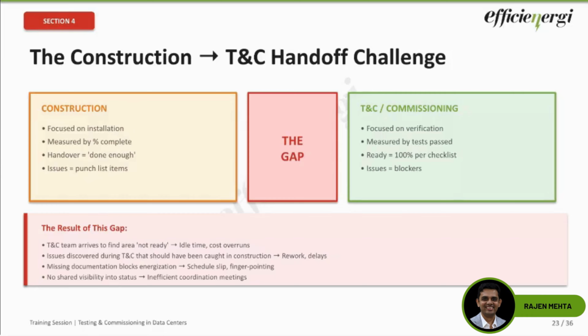So the consequence at times is that construction says done, TNC says not done. So what are the consequences? The TNC team arrives to find the area is not cleaned up, or safety concerns are unresolved, documentation is not completed, equipment is not ready for testing. Right, we have found issues during TNC: loose connections, or wrong equipment installed, labeling completely wrong, documentation that does not match the installation. These are all examples I have seen.